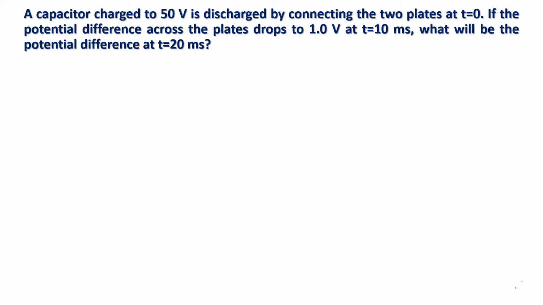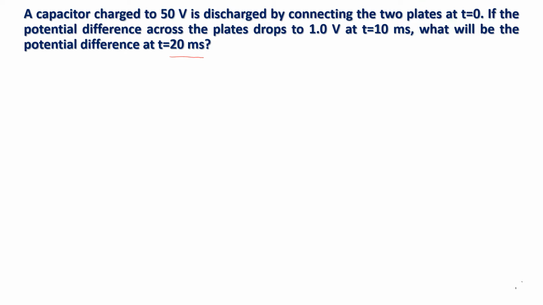Today, in this video, we are going to discuss a problem related to capacitor charging and discharging. The problem is: a capacitor charged to 50 volt is discharged by connecting the two plates at t equal to 0. If the potential difference across the plates drops to 1 volt at t equal to 10 millisecond, what will be the potential difference at t equal to 20 millisecond?